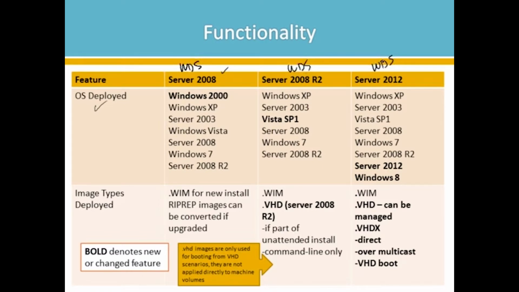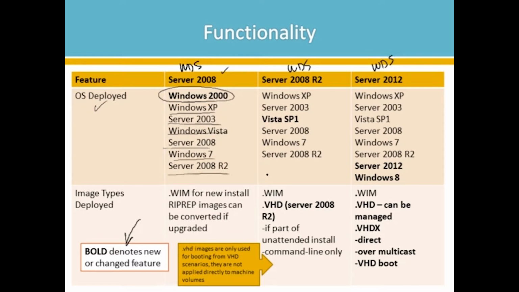If you're running 2008, you can actually install a Windows 2000 box. I don't know quite yet why you would want to, but you can. Now, what I'd like you to notice is I did try to make a couple of notes so that things popped out: a new or changed feature. That's actually not really new or changed, but it's the fact that that's probably the last time you're going to see that here as a deployment option. With WDS 2008, you can deploy Windows XP, Server 2003, Vista, Server 2008, Windows 7, and 2008 R2.